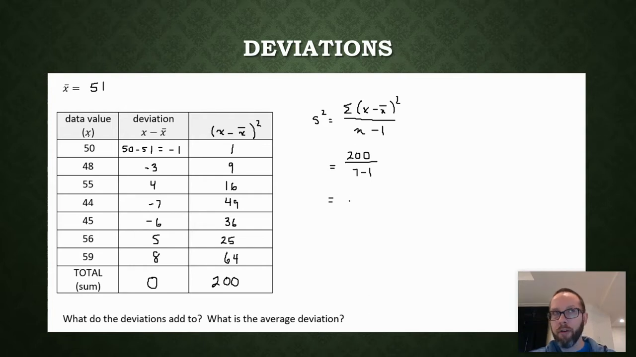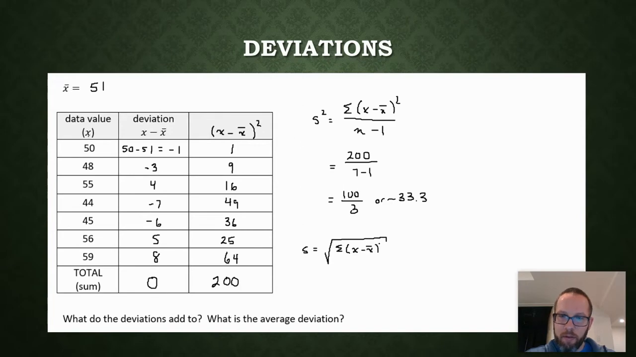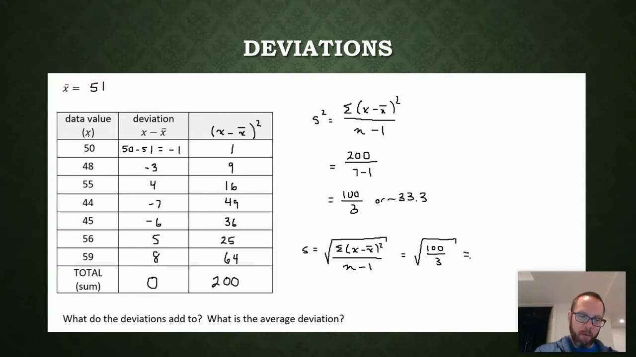So you get 100 over 3 if you want to be exact, or if we just go to one decimal place, about 33.3. The sample standard deviation is just the root of the sample variance. So I'm writing a lot down here, but all we had to really do is root 100 over 3, or root 33.3. And when we do that, we get about 5.77 for our sample standard deviation.